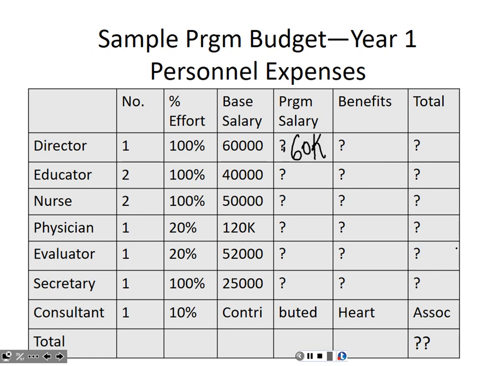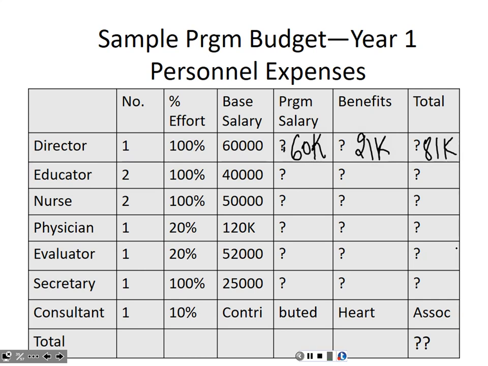Benefits for her. 21,000. How did you get that number? That's 35% of 60,000. So it's 60,000 for program salary times 0.35. If anyone got a different figure, please speak up, okay? So what's the total cost of the director for my program? 81,000, okay?